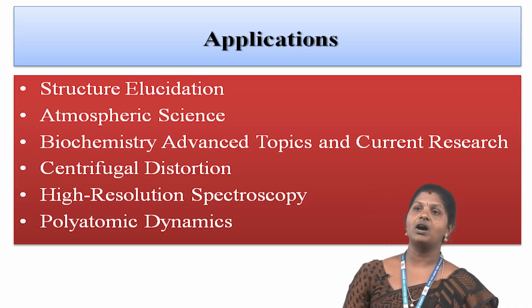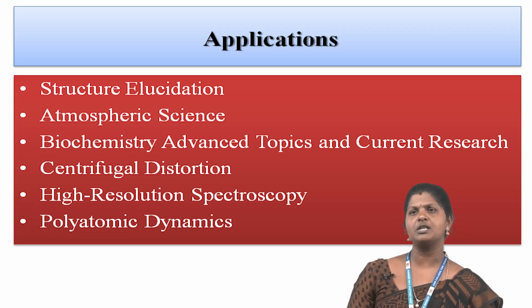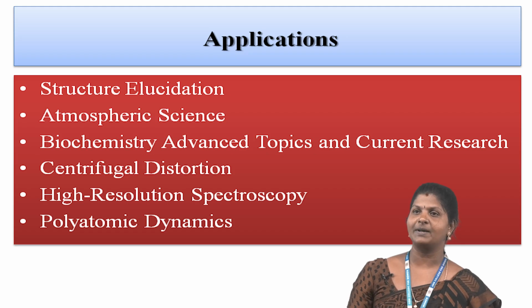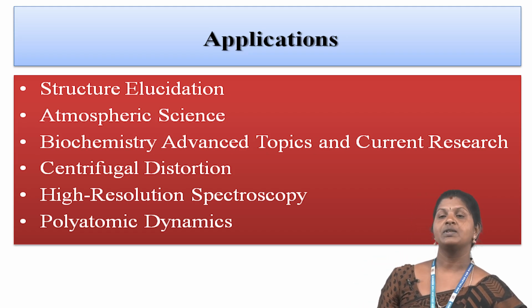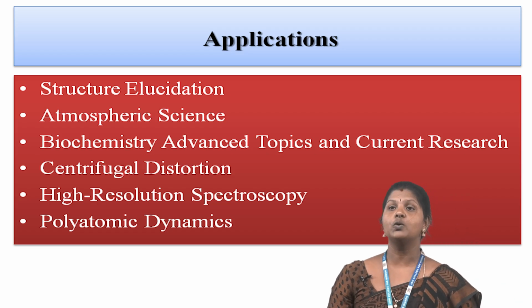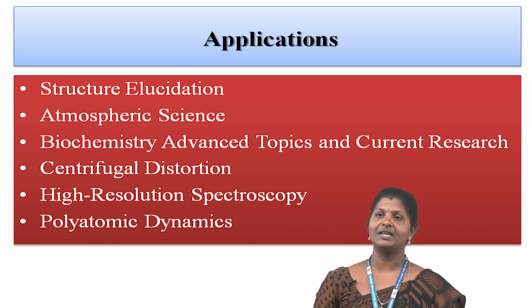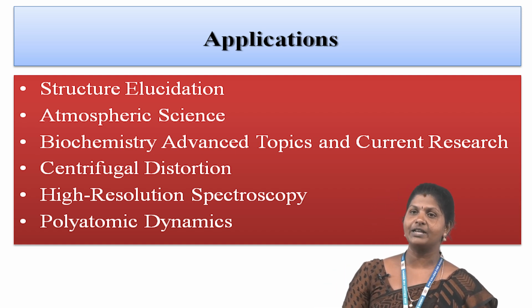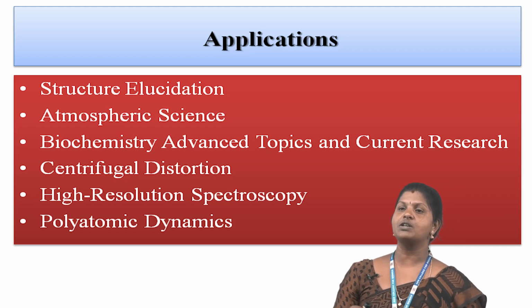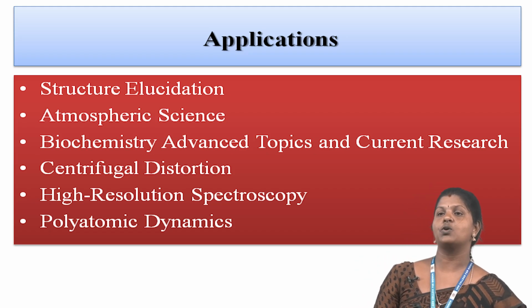Then the applications: structural elucidation, atmospheric science, and biochemistry. Structural elucidation is used for molecular structure and conformation analysis based on rotational constants. Atmospheric science: study of atmospheric molecules and pollutants using rotational spectra for identification and monitoring. Biochemistry: analysis of biomolecules and their structural changes in solution using rotational spectroscopy techniques. Then advanced topics in current research: centrifugal distortion, high resolution spectroscopy, and polyatomic dynamics. Centrifugal distortion is the deviation from the rigid rotator model due to molecular asymmetry or vibration-rotation coupling.